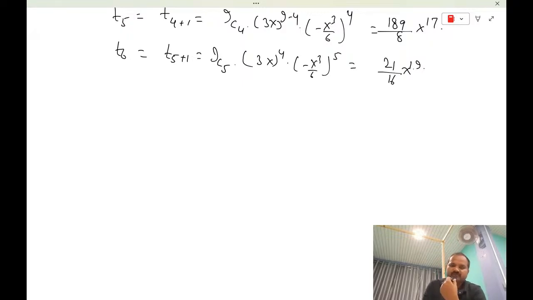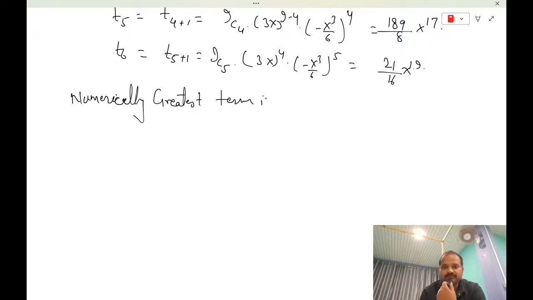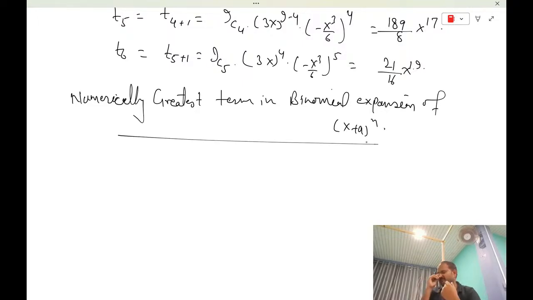Now we will see the numerically greatest term in the binomial expansion of x plus a whole to the power n. So which term has the numerically greatest value?